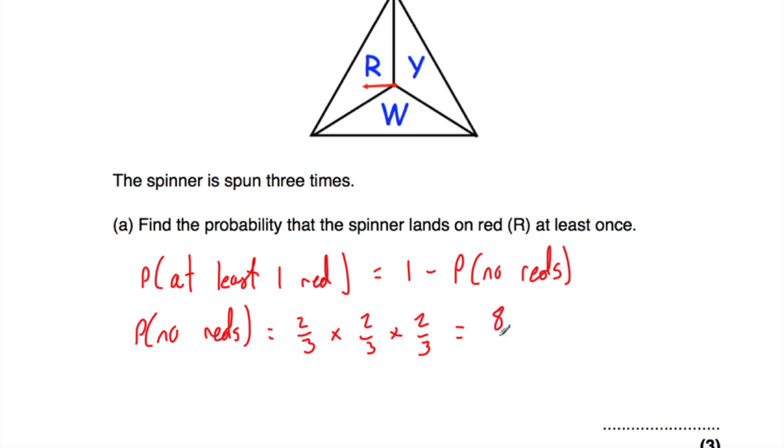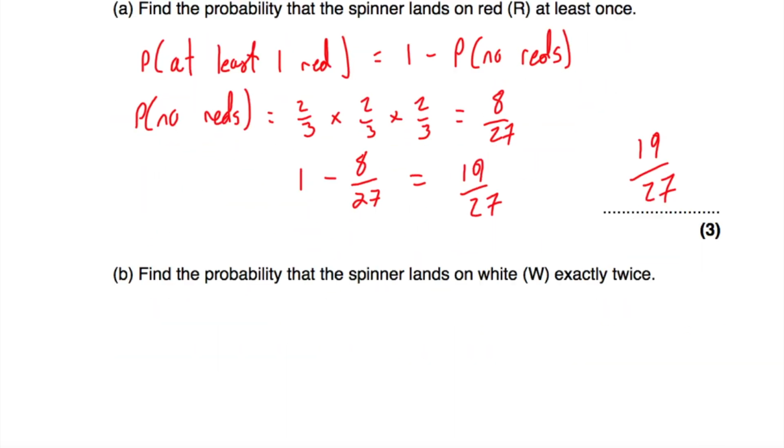3 times 3 times 3 is 27. So the probability of there being no reds would be 8/27. So if we want to find the probability of at least one red, we're going to do 1 subtract the probability of no red. So we're going to do 1 subtract 8/27, because that means that all the other options will have at least one red. So 1, that's 27/27, take away 8/27 would be 19/27. So the probability that the spinner lands on red at least once will be 19/27. And that's it.